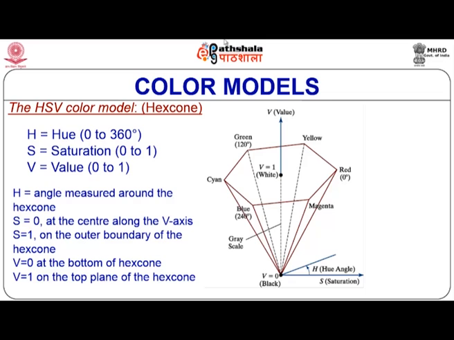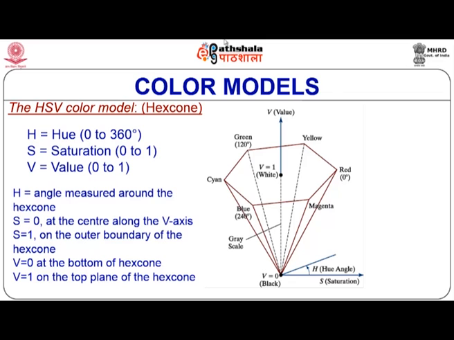So for all the pure colors on the top plane of the hexagonal cone, the V value is 1. So V is fixed. S value on the boundary of the hexagonal cone on the top plane is 1. And as we move towards white, the saturation reduces to a value 0. So at the center of the volume, at the white, S is 0. Now the axis that connects the black and white is the V axis, we can call that the value axis.